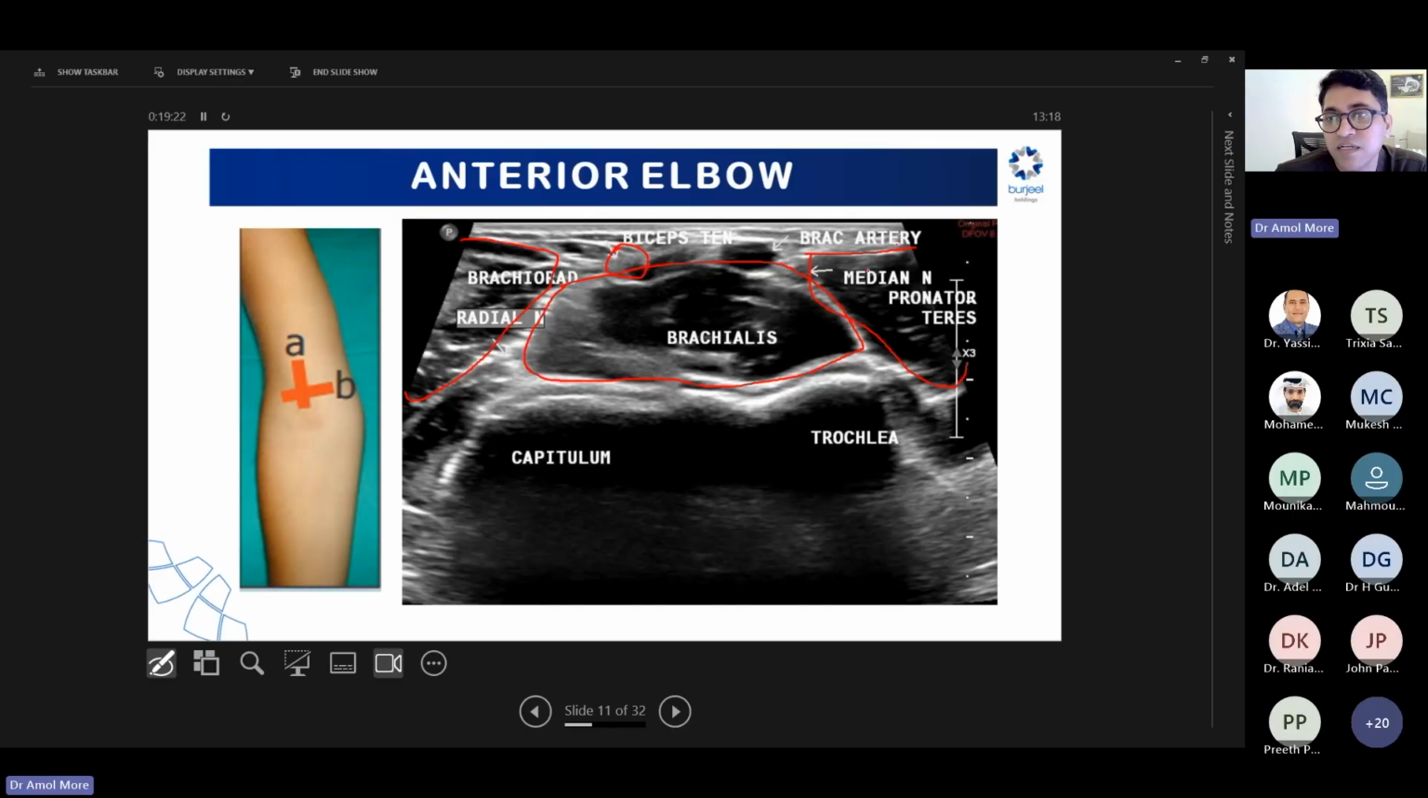The structure between the pronator teres and brachialis will be your median nerve here, and your brachial artery will be here adjacent to it. And on the lateral aspect, between the brachioradialis and brachialis, there will be the radial nerve here. These are the main structures we see along the anterior aspect when we keep our probe in the horizontal plane.